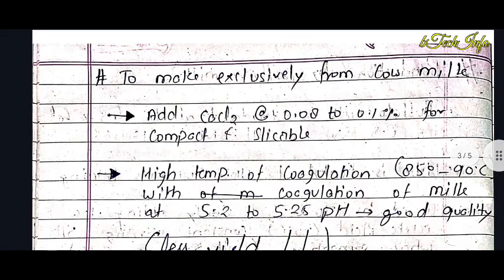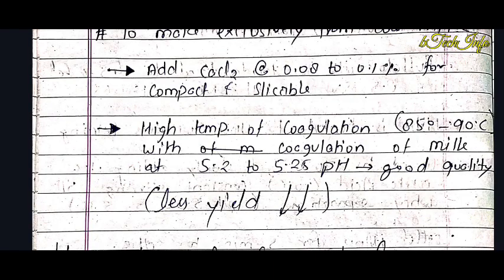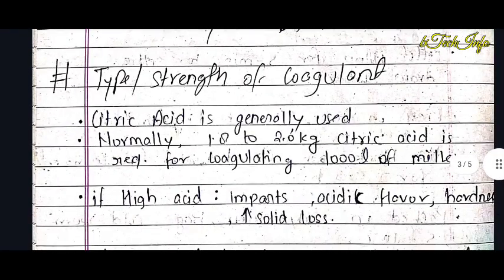So if we want to make the paneer exclusively from cow milk, we have to add calcium chloride up to 0.08 to 0.1% for a compact and sliceable body. So if we add CaCl2 at the rate of 0.08 to 0.1%, the body will be compact and sliceable. And also use a high temperature of coagulation like 85 to 90 degrees Celsius, with coagulation of milk at 5.2 pH, less than required in buffalo milk, so this will be of good quality, but the yield will be decreased. Now we will see the type and strength of coagulant.